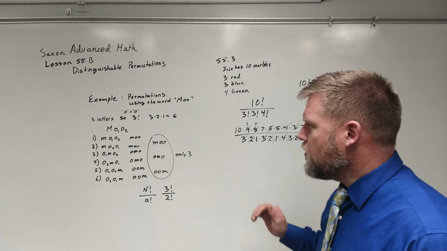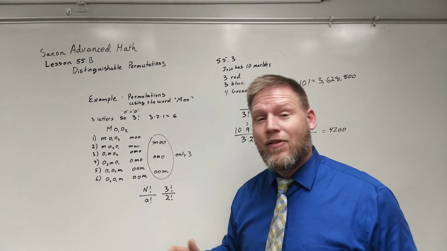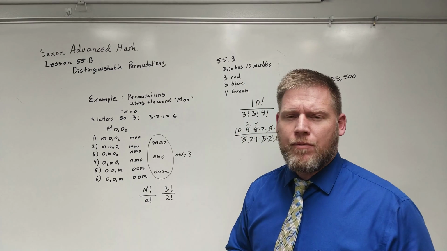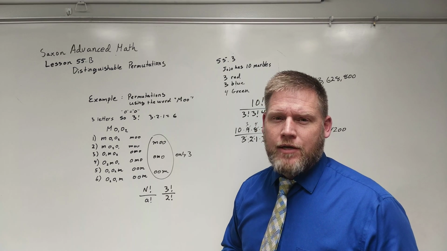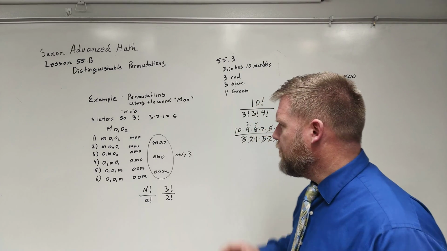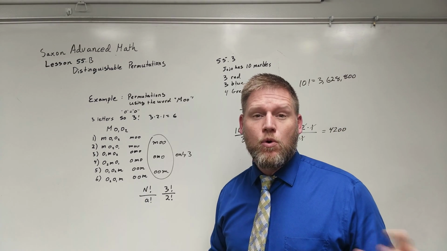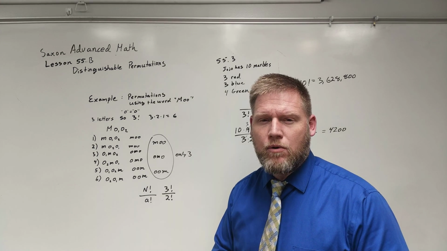However, when we're talking about distinguishable permutations, distinguishable means telling the difference between the two. Sometimes in permutation study, we have more than one of the same item, and so it's hard to tell the difference. The book used the word moo, and they asked how many different words you could arrange from the letters M-O-O.